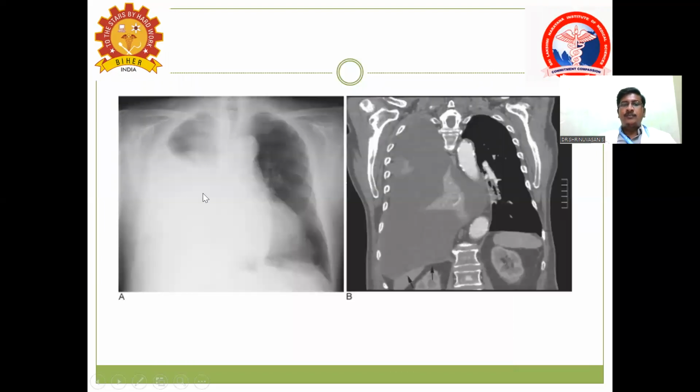So this is a CT film. This is a massive right pleural effusion. You can see the collapse of lung and pushing of the mediastinum to the contralateral side.